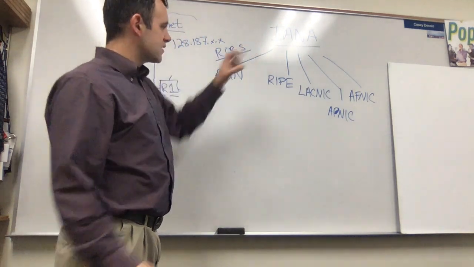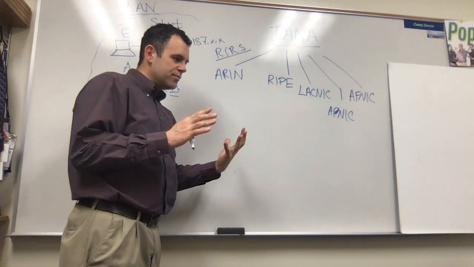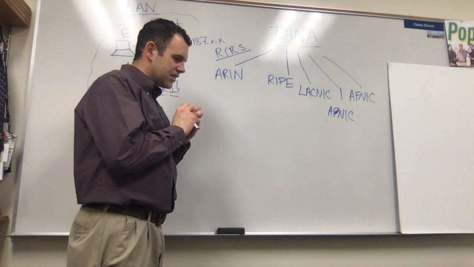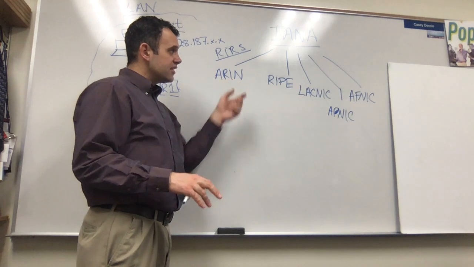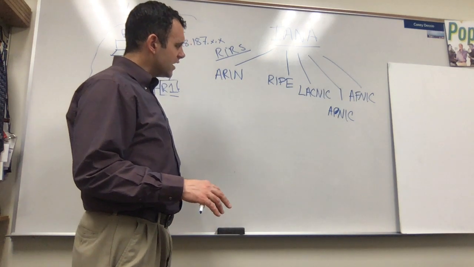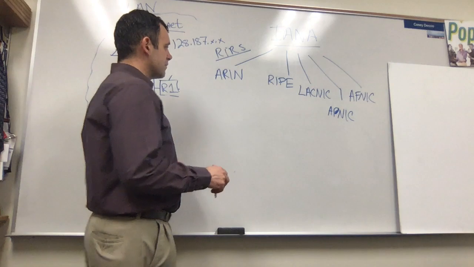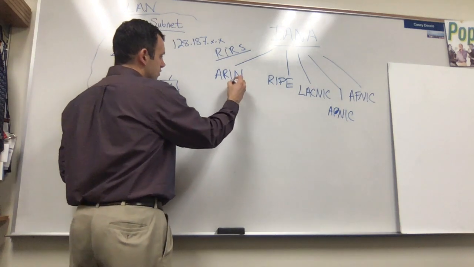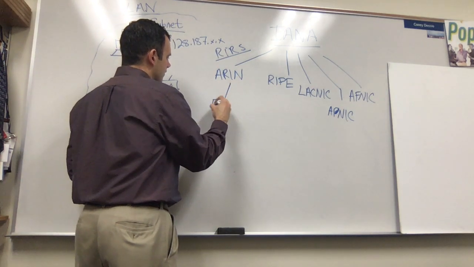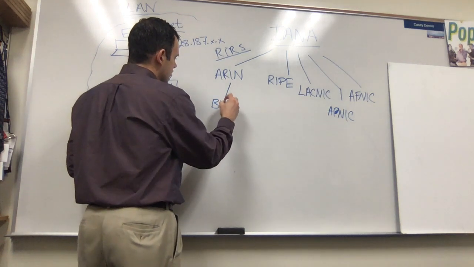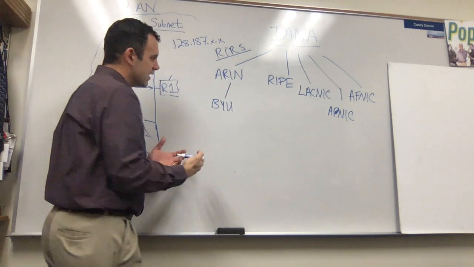So what IANA does is it started with the 32 bits, and it'll hand them out in chunks as needed to these different groups. And then they would in turn hand them out. For example, BYU got ours from ARIN back in the 1980s. So they would then hand them out there.